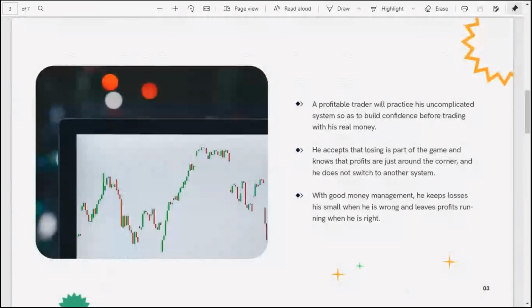Like I said, losses are part of the game. Profits are just around the corner. You don't need to switch your trading system. No need to switch your trading system. Losses are part of the game. Accept that fact. Once you understand losses are part of the game, you'll be able to keep a stern focus and understand that any loss you incur in the financial markets, you surely recover it.